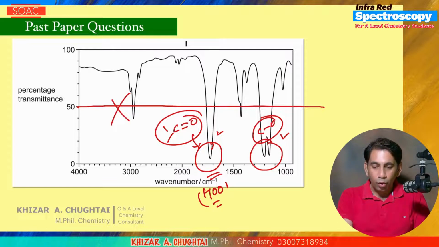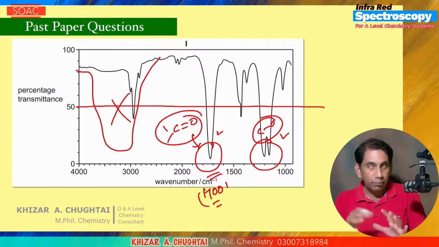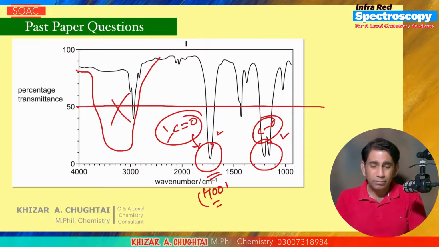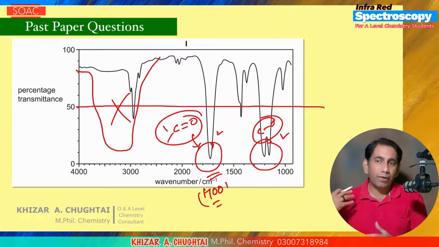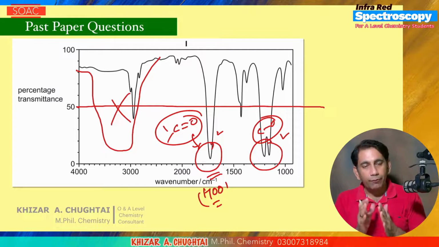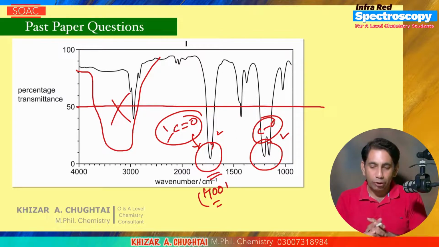So there is no OH peak. There is no such very broad peak. So this is an ester. Basically, an ester is the functional group isomer of carboxylic acid. An ester can be a functional group isomer of carboxylic acid. So it is a 2 carbon ester.